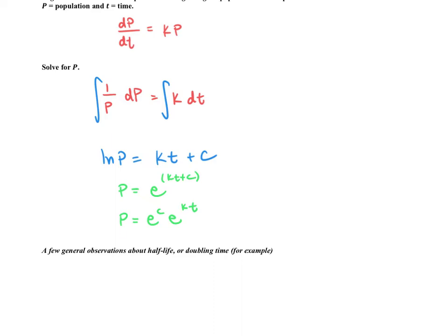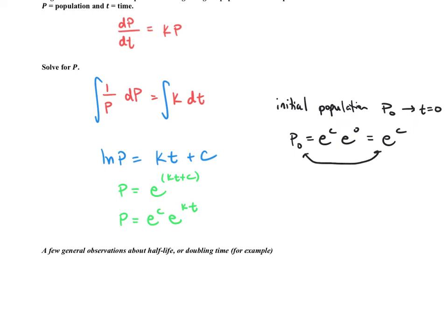Now, let's say we have an initial population of P sub 0, at time 0. Then we could take our equation and say that P sub 0 equals e to the C times e to the k times 0, so e to the 0, which gives us just e to the C. So this e to the C, in the context of population, is representative of the initial population.